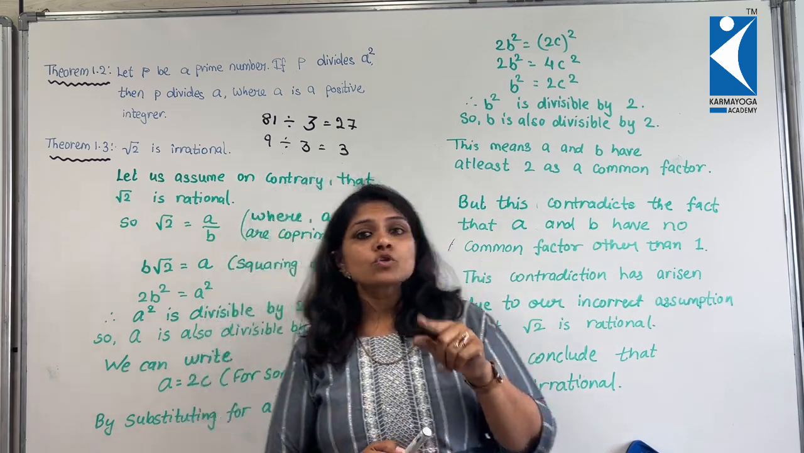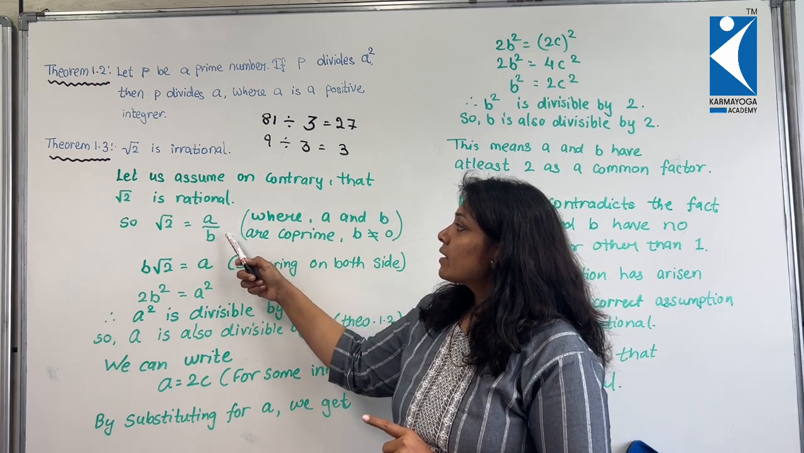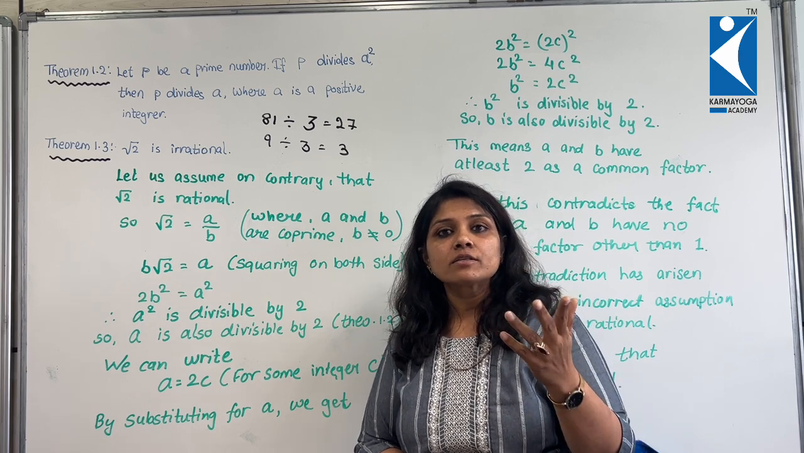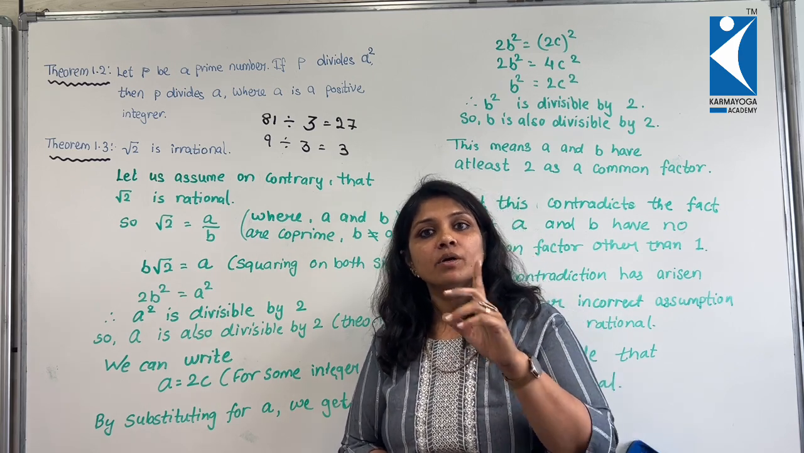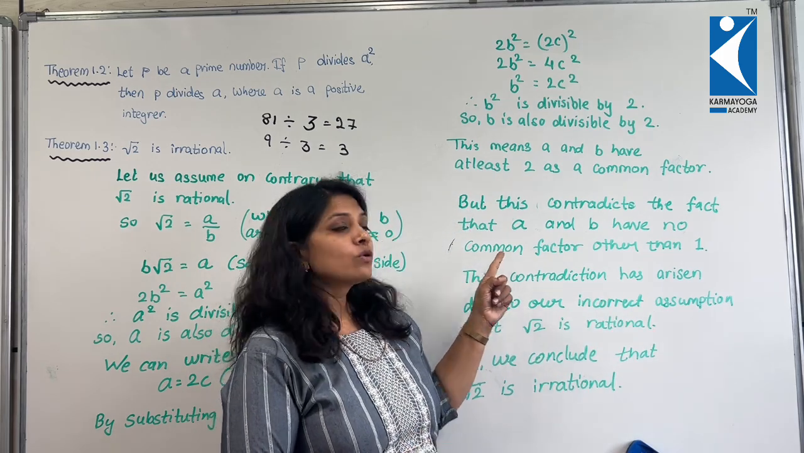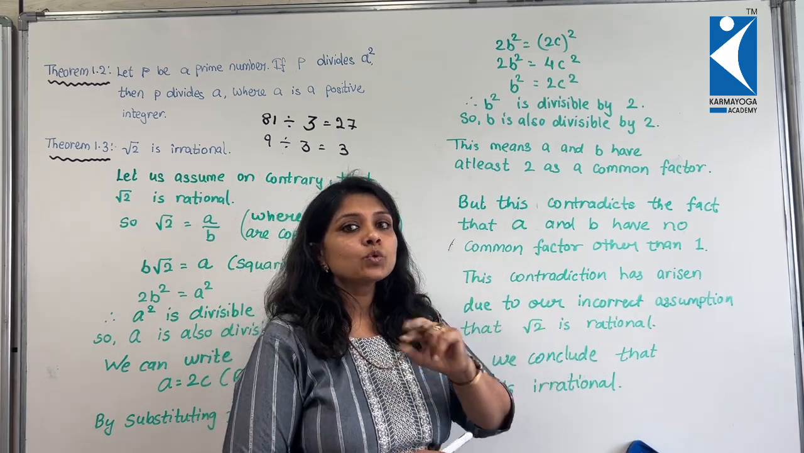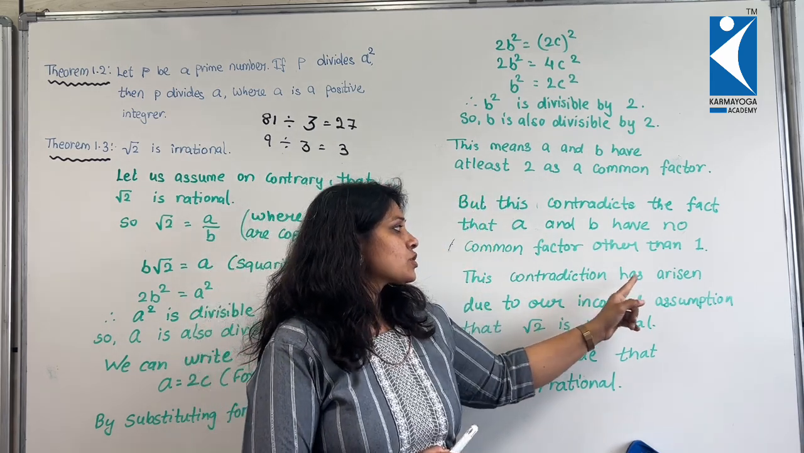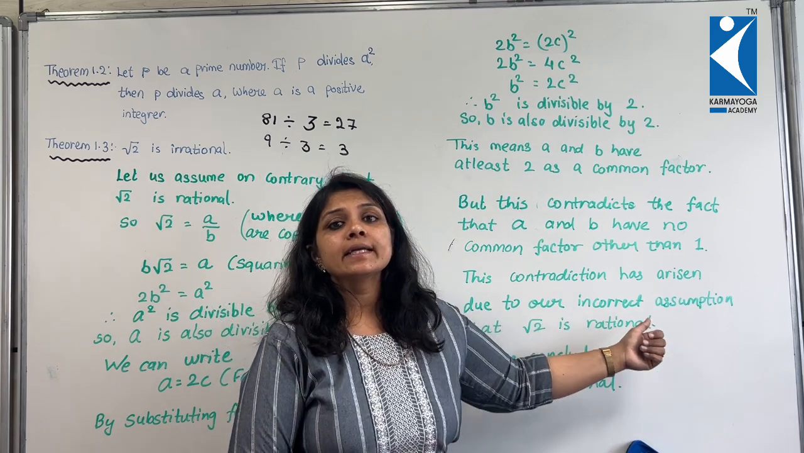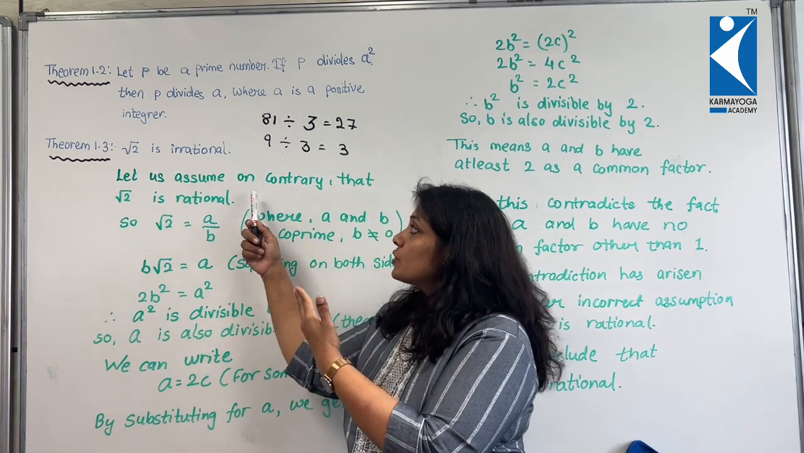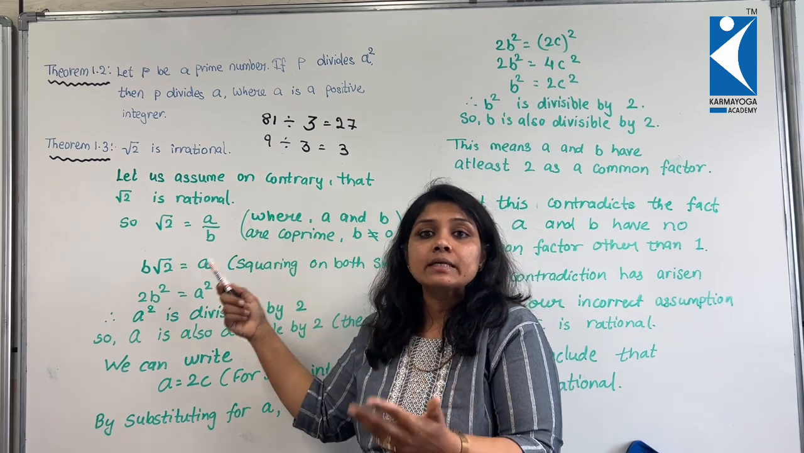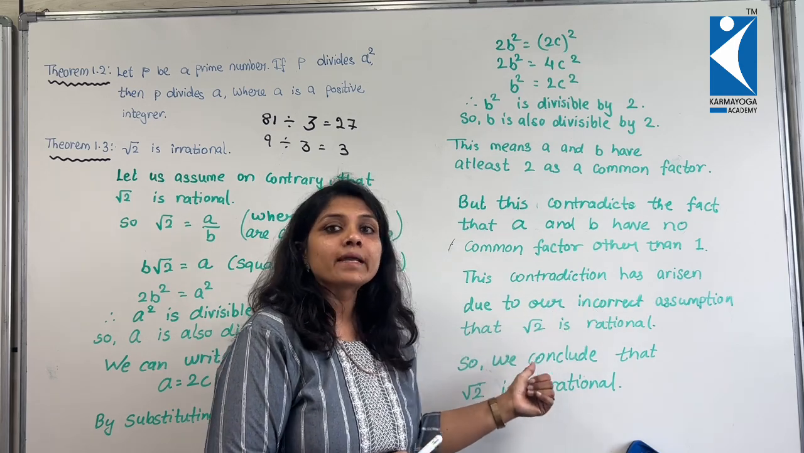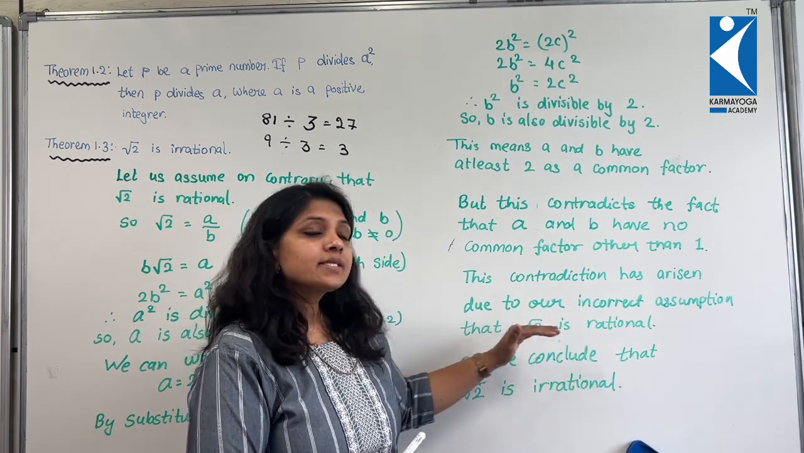Why other than 1? Because what we had assumed is a upon b, where a and b are co-prime numbers. A co-prime pair is one with no common factors, that is not divisible by any other number other than 1. Whereas here it goes into contradiction, as a and b both are divisible by 2. a is divisible by 2, b is also divisible by 2. So this contradiction has arisen due to our incorrect assumption. What we had assumed, that it is rational, was incorrect, and so this is happening. So this contradiction has arisen due to our incorrect assumption that root 2 is rational.